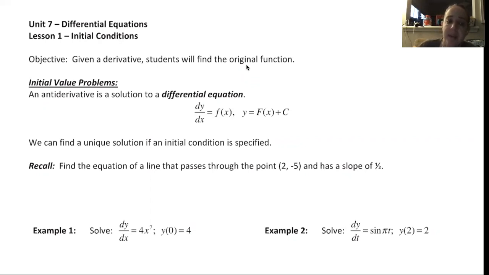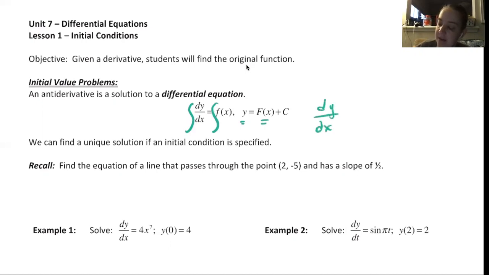Initial value problems. An antiderivative is a solution to a differential equation. So if dy/dx equals lowercase f of x, if that's the derivative, y is equal to capital F of x plus c. And that's what we've been doing. We've been finding the integral of each side. So the integral of dy/dx becomes that y, and the integral of f of x becomes that capital F of x plus c. And it kind of looks a little bit more like this.